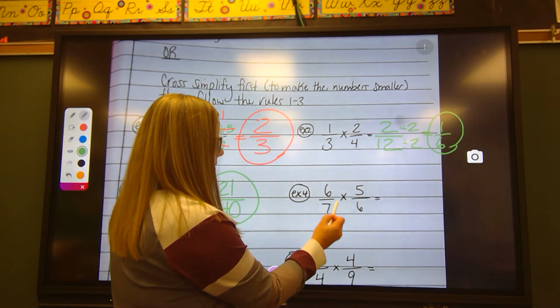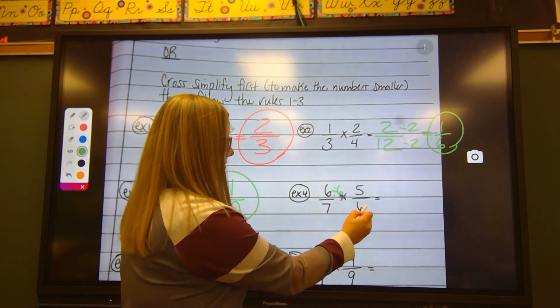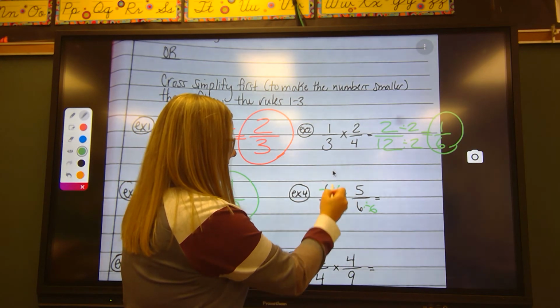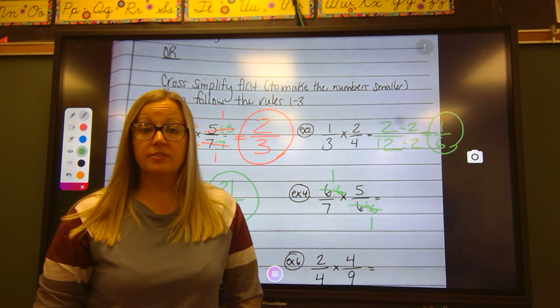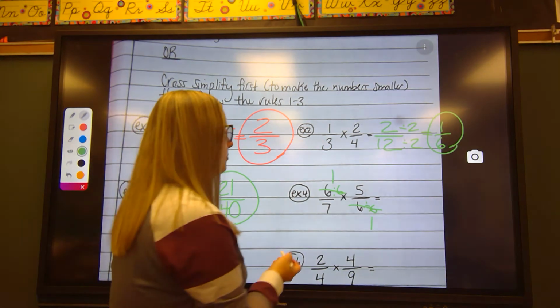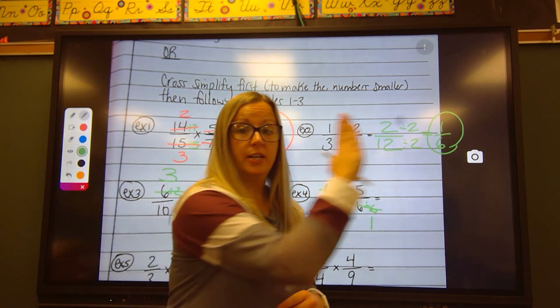Ooh, these are nice because when the numbers are across from each other that are the same, you can just divide them by themselves. 6 divided by 6 is 1. 6 divided by 6 is 1. I can't simplify 5 and 7. It's 5 and 7. Those are already in simplest form. So I've checked both ways. I've checked this way. I've checked this way. Now I can cross the street.